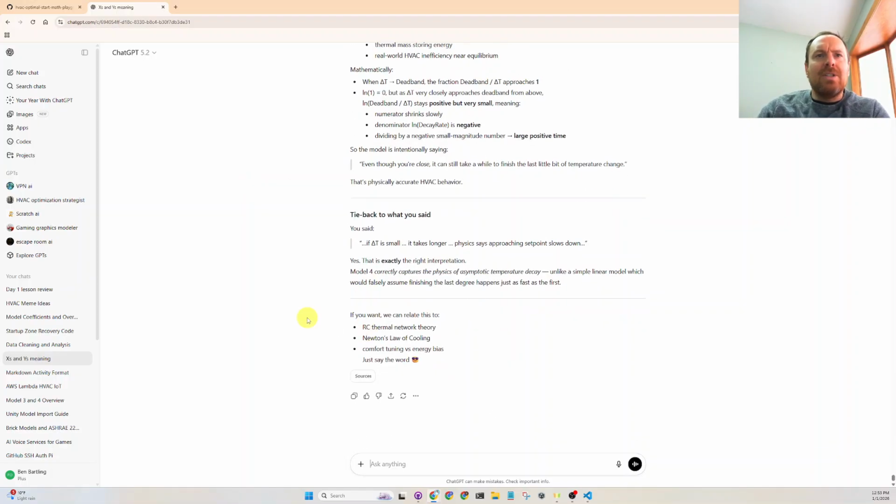So here we go: Newton's law of cooling, RC thermal network theory. So cool. All right, guys, I think this is it for today. Just getting into Model 4, which seems kind of interesting to me.